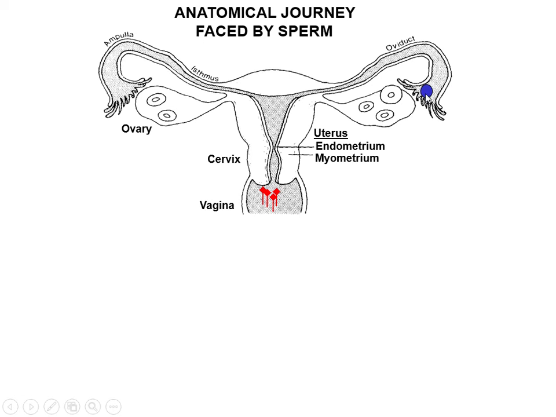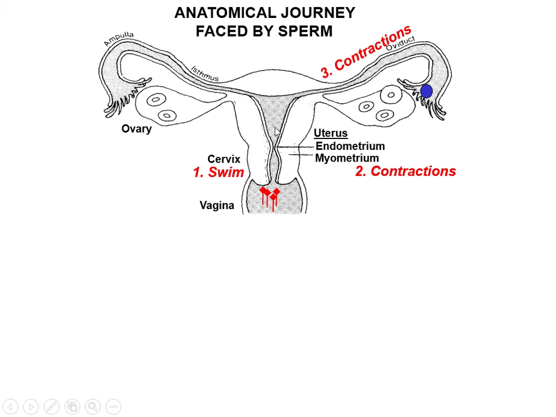Now, one thing we know for sure is that they don't swim all the way because it's just too long for them to do that in a reasonable amount of time. However, the first step does require them to swim. So they actually swim through the cervix to get into the lumen of the uterus. But after that, they rely on the female reproductive tract as sort of a transportation system. And this involves smooth muscle contractions in the uterine myometrium and in the oviductal smooth muscle.